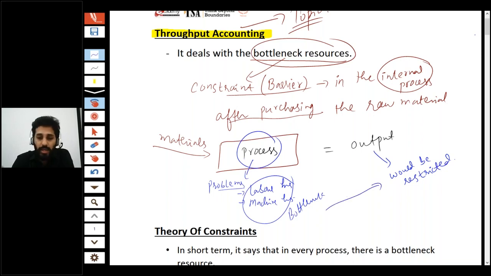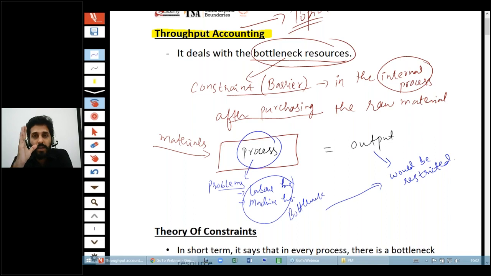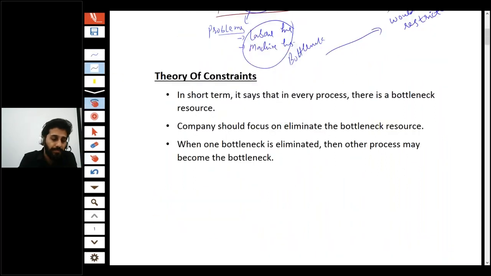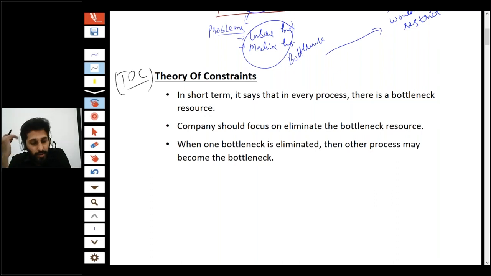Anything which acts as a barrier will definitely restrict your output. So the bottlenecks are either labor or machine hours. Now let's move ahead. That's the theory of constraints, TOC. That's not test of control.